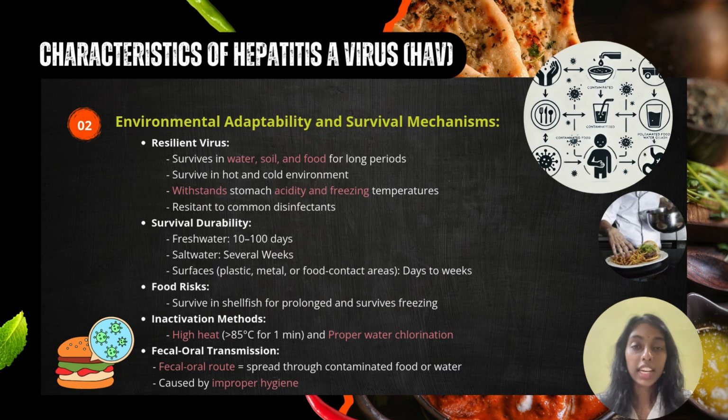Now that we understand its structure, let's explore its remarkable environmental adaptability. Since HAV is non-enveloped, it can survive in water, soil, and food for long periods. It resists stomach acid, many common disinfectants, and freezing temperatures, which may contribute to its persistence in food items such as frozen or refrigerated produce. In addition, HAV is highly durable and able to survive in various environments for extended periods.